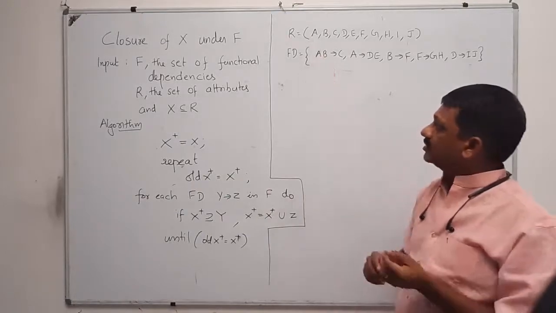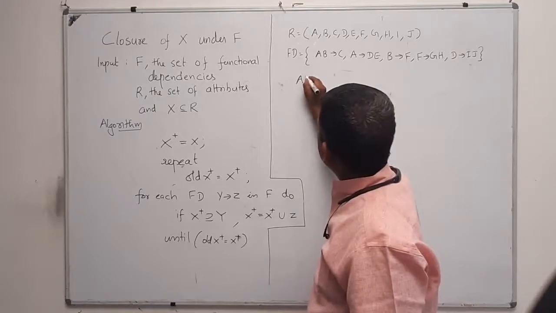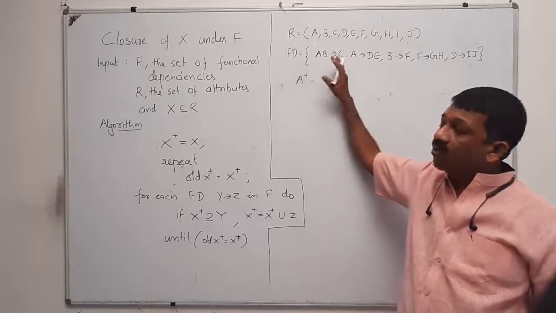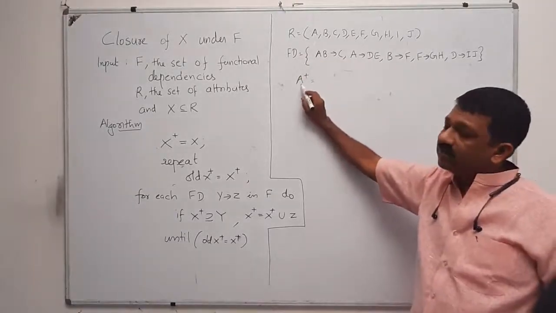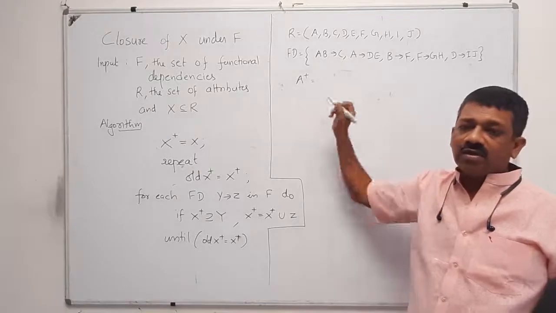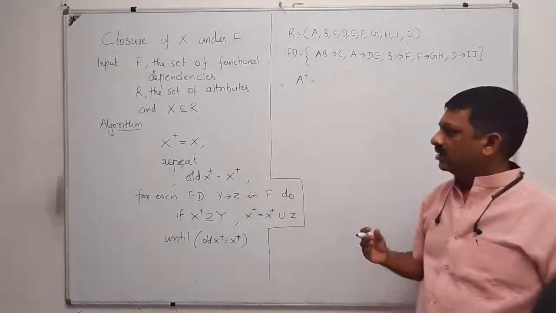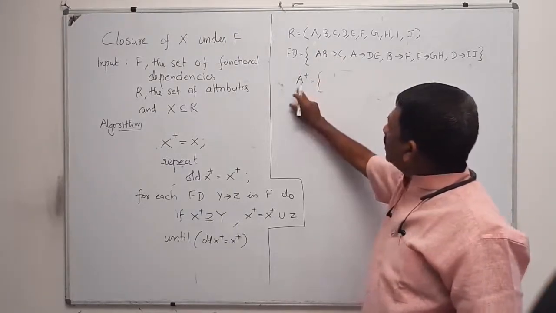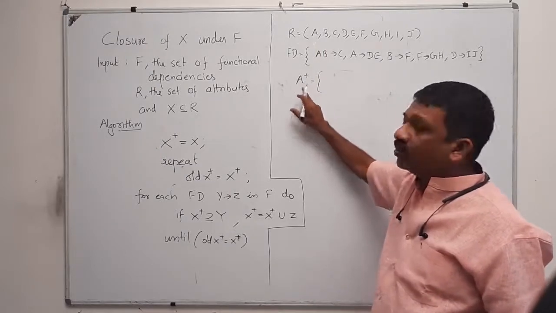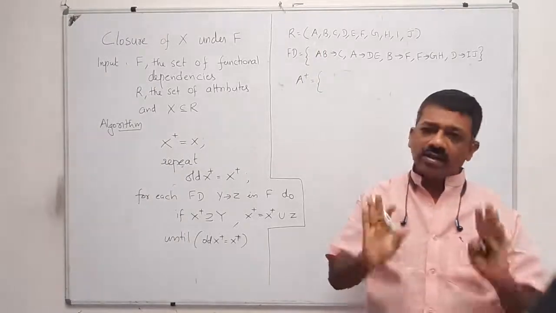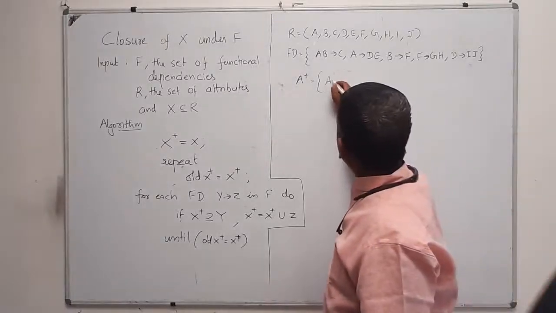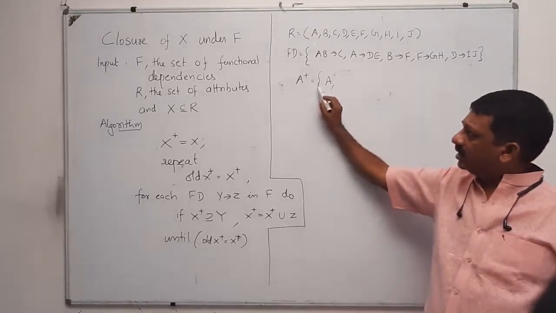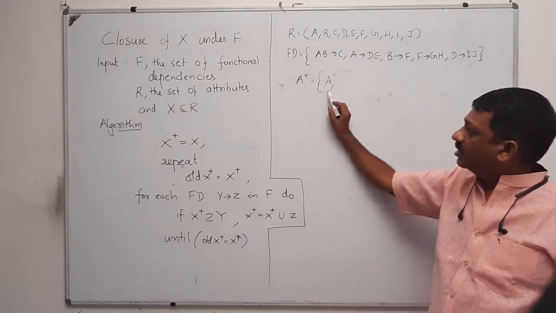Closure of A, that is represented by A closure, is the set of all attributes that can be reached from A. Using A, what are the attributes that you can reach? For example, here, trivially, I am going to have A plus. A plus includes A. That means from A you can reach A, no problem. You have to write A here. Now this is the A closure till now.